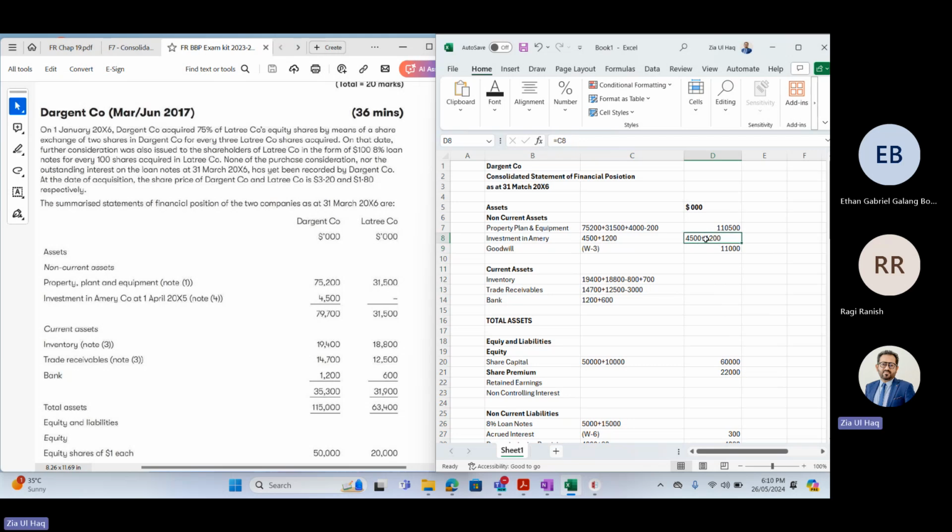What's that? It's 5,700. Simple. Okay. What about current assets total? Inventory.